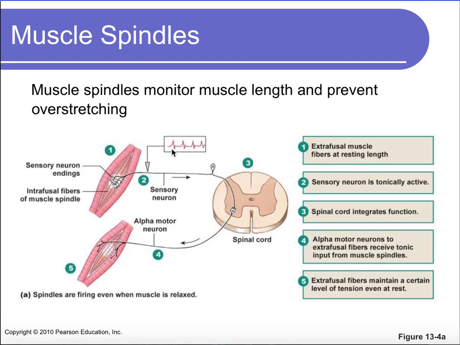Okay, so what do they do? Well, muscle spindles help monitor muscle length. It tells us what our muscle tension is, and it also really helps prevent our muscles from being overstretched. So our muscle spindles are tonically kind of activating our extrafusal fibers, so our extrafusal fibers maintain a certain level of tension even though we're at rest. Now let's say we start to stretch our skeletal muscle too far. Then our muscle spindles will recognize that, and it will initiate a contraction of our extrafusal fibers. So it's a way essentially to prevent our muscles from being overstretched.